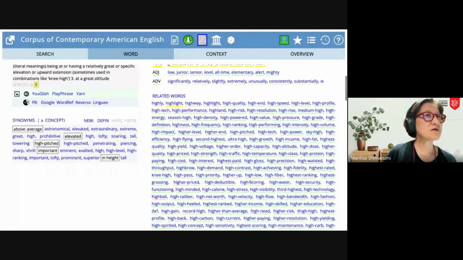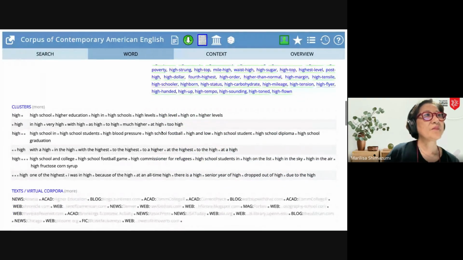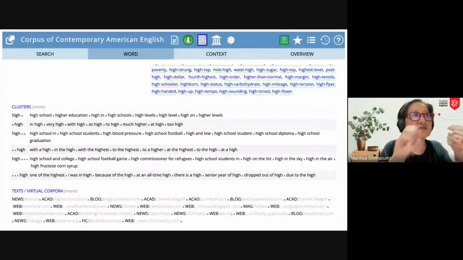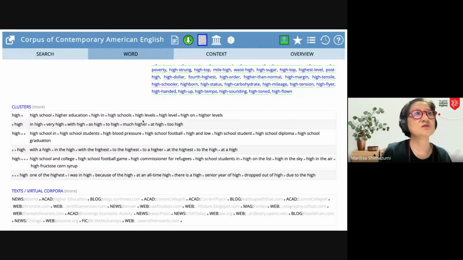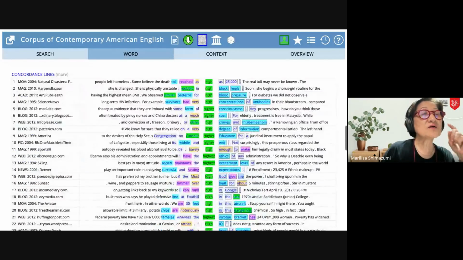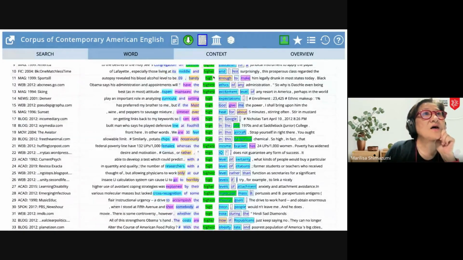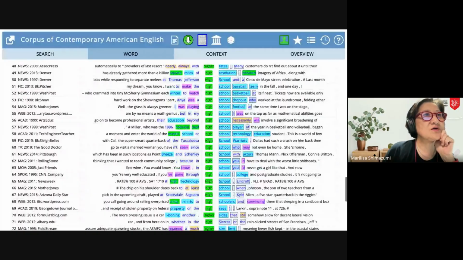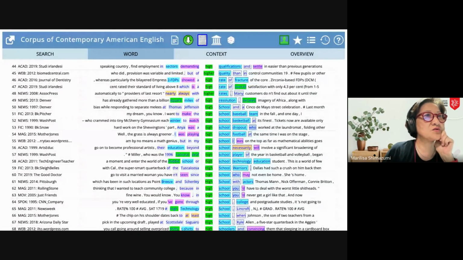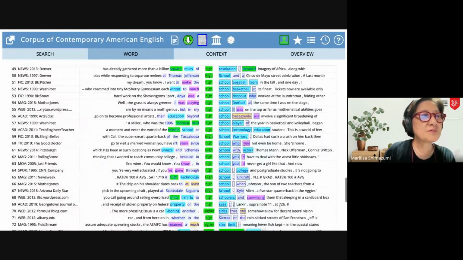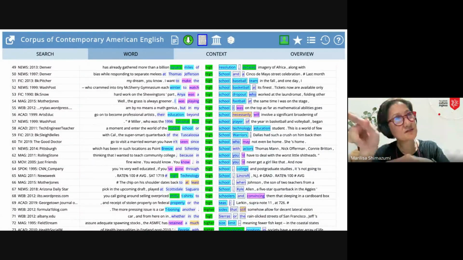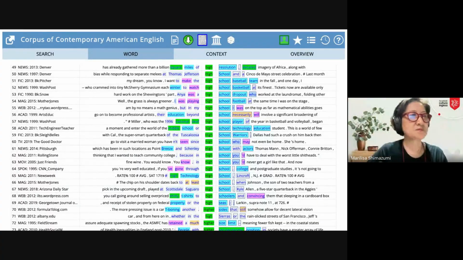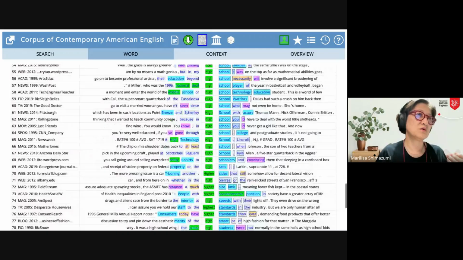But look at the related words, collocations, high order, high capacity, clusters of words, high school, higher education. And what's much more interesting here, collocates, visually. So look at how frequent high school is. So remember, probability, not possibility. Everything is possible to happen. But when people use high, the probability is that they will use it for high school.